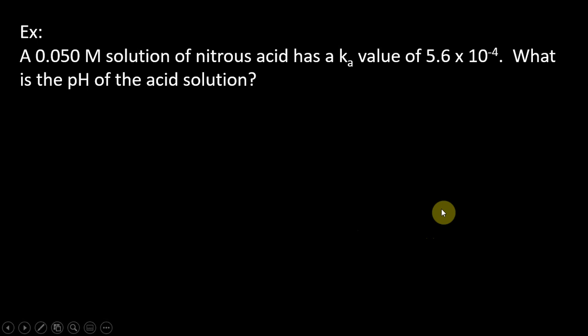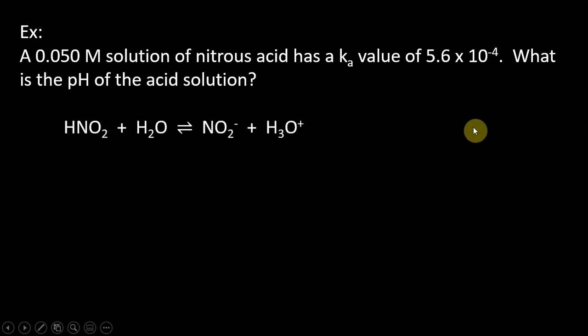Let's do another example. Okay, so this is a 0.05 molar solution of nitrous acid. It has a Ka value of 5.6 times 10 to the minus 4. What's the pH of the acid solution? All right, so nitrous acid is HNO2. In water, we get NO2 minus and hydronium ion.